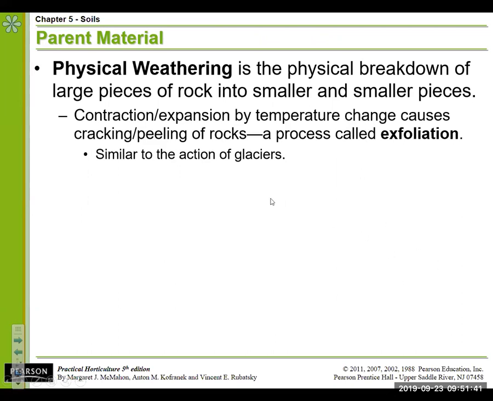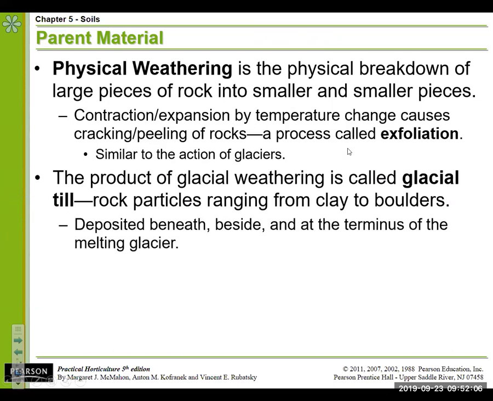So there are a whole lot of different things that can cause physical weathering. It can be just through temperature changes. So we've got water in rocks, we have freezing and thawing that will cause contraction and expansion, that will cause breaking of the rocks, cracking and peeling of it, which we call exfoliation. And that's actually similar to the action of glaciers, although it's over long periods of time. Whereas glacial weathering, which we call glacial till, generally happens a little bit more quickly as these glaciers are moving.